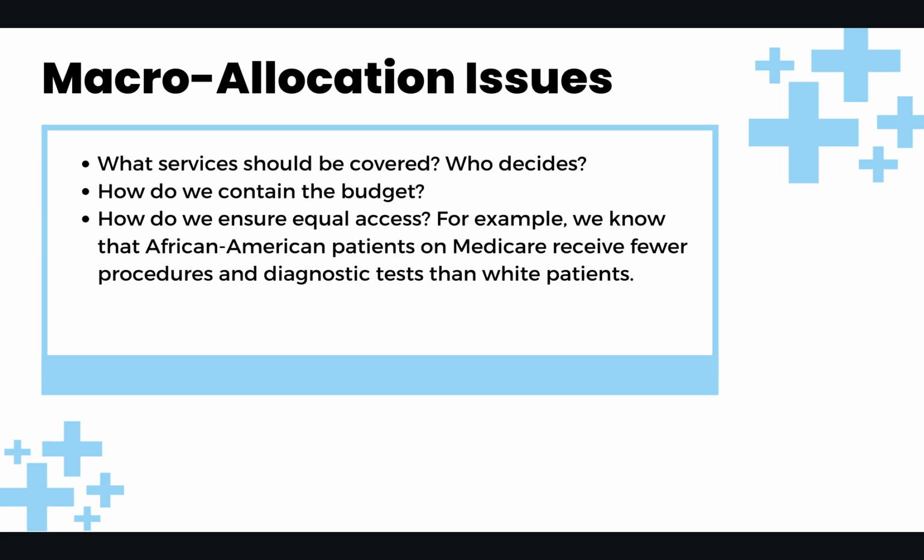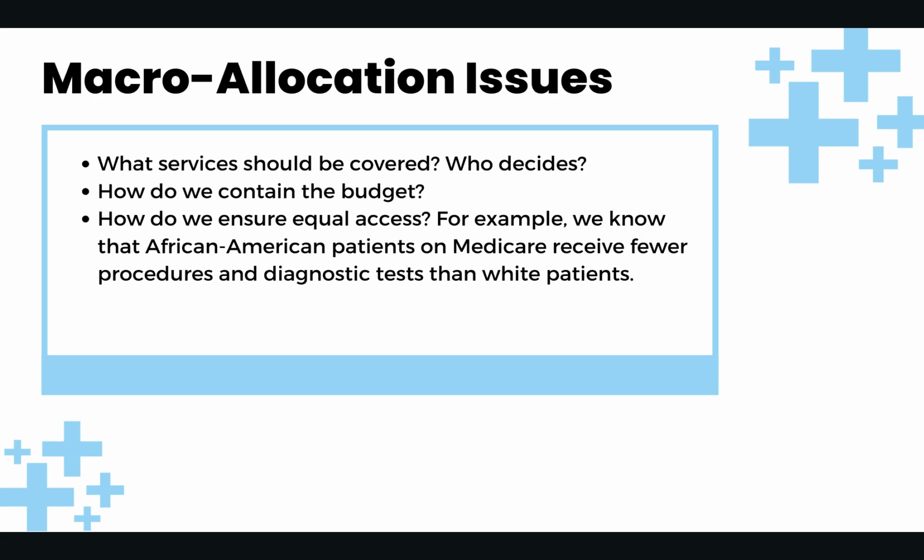When we look at macro allocation, there are some issues to be thought about. One is, what services should be covered and who should decide. Should it be the government that decides? Should it be a citizen panel? Should it be a group of physicians? How do we contain the budget? We know that spending on healthcare is huge in the United States, so how do we decide what we're going to spend money on and what we're not going to spend money on? And then also, how do we ensure equal access?